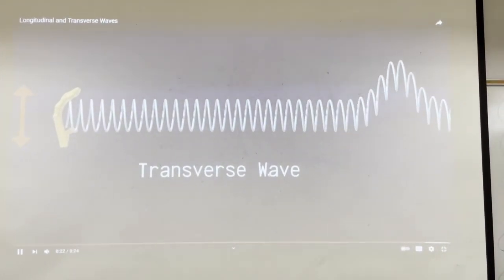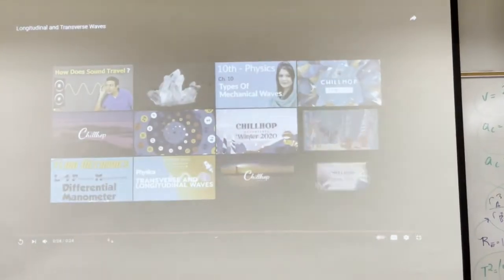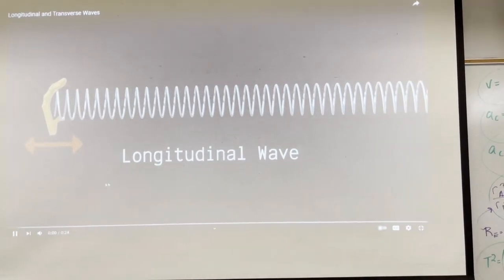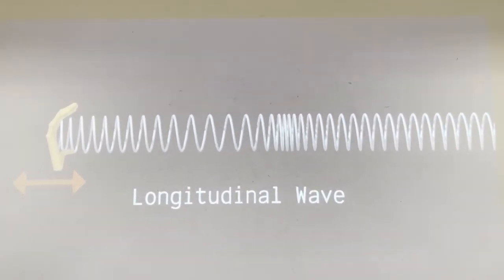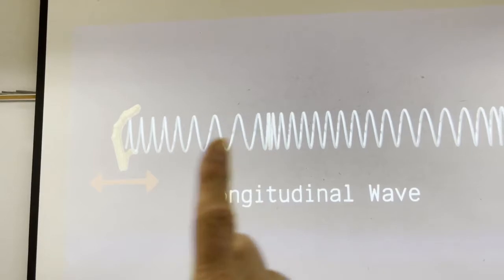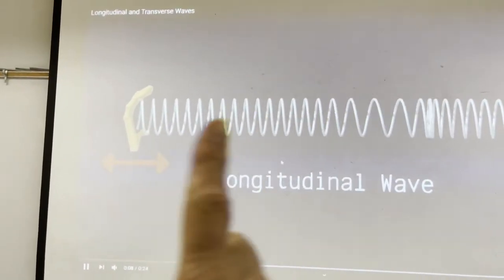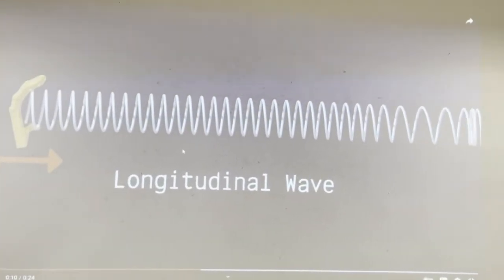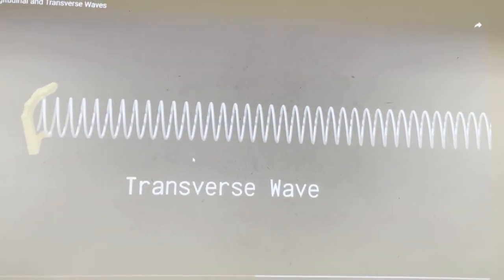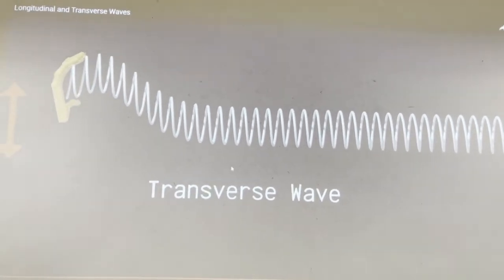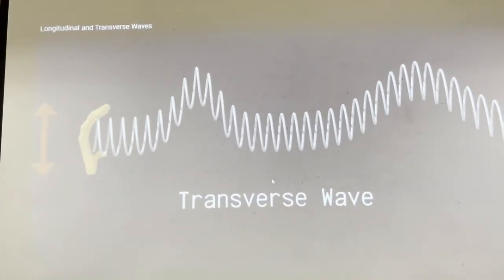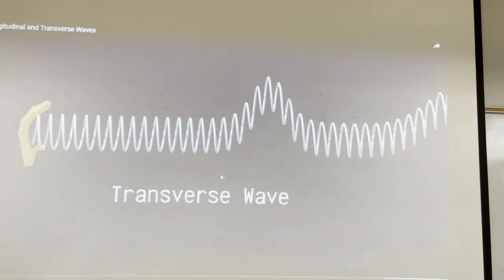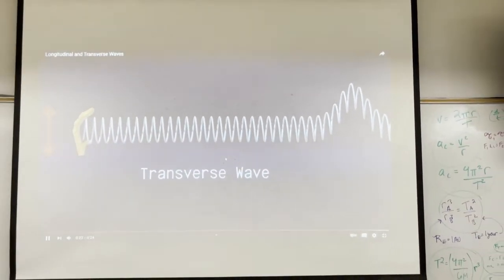Show that again. There's two kinds of waves. In a longitudinal wave, the disturbance that makes up the wave is along the direction in which the wave travels. So the waving is back and forth this way. Longitudinal waves are also referred to as compression waves. In a transverse wave, the disturbance that makes up the wave is perpendicular to the direction in which the wave travels. Sweet. That makes sense.